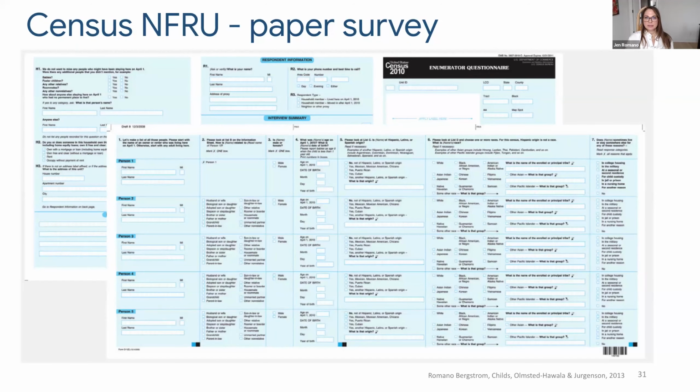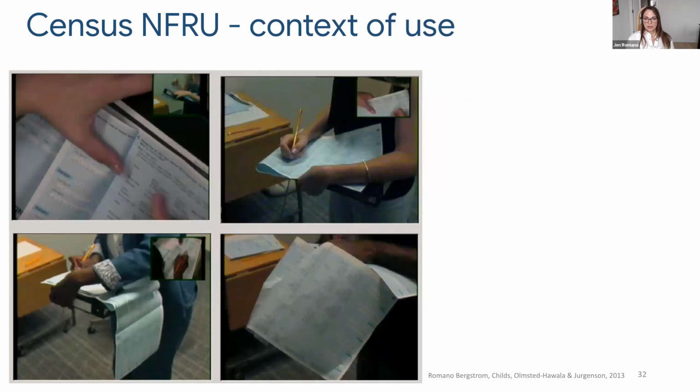Now we had them come out to the Census Bureau in the lab, and we set up the context of use. Because an interviewer would show up at your doorstep and be holding all of these materials, we wanted to actually mimic that. And here are 4 different screenshots of people in the lab. You can see they're holding the materials in their hand while they're conducting the survey. This was an important part of this study design.